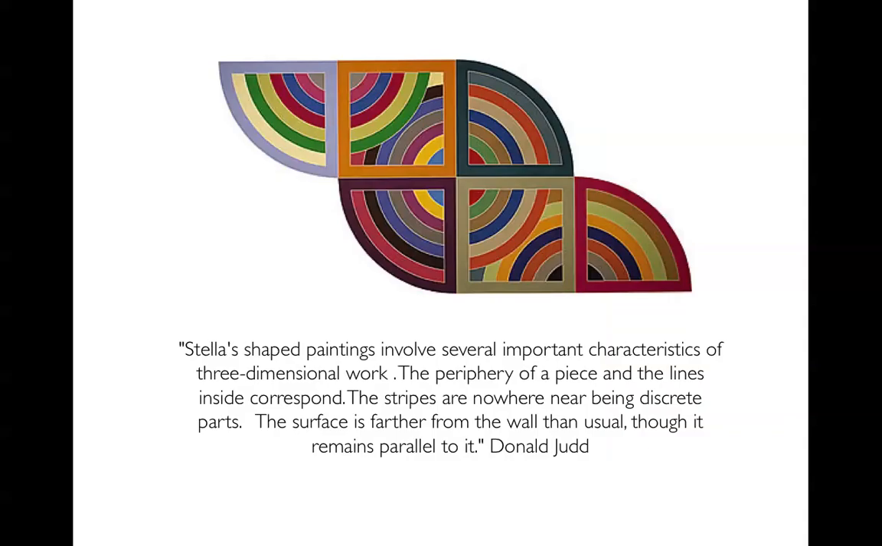When he describes Frank Stella's paintings, it's all formal language. He says, "Stella's shaped paintings involve several important characteristics of three-dimensional work. The periphery of a piece and the lines inside correspond. The stripes are nowhere near being discrete parts. The surface is farther from the wall than usual, though it remains parallel to it." So it's just interesting to see this kind of formal critique rather than any kind of emotive or philosophic critique.